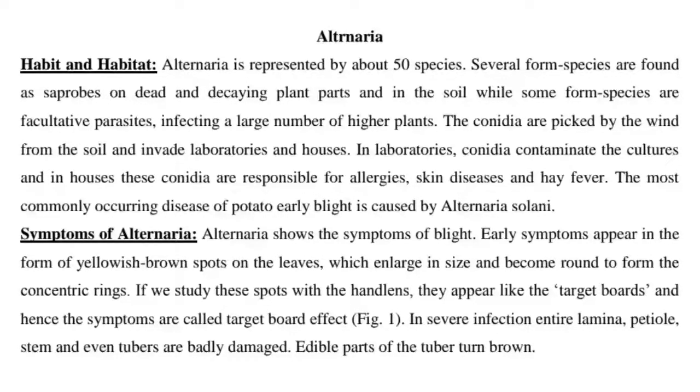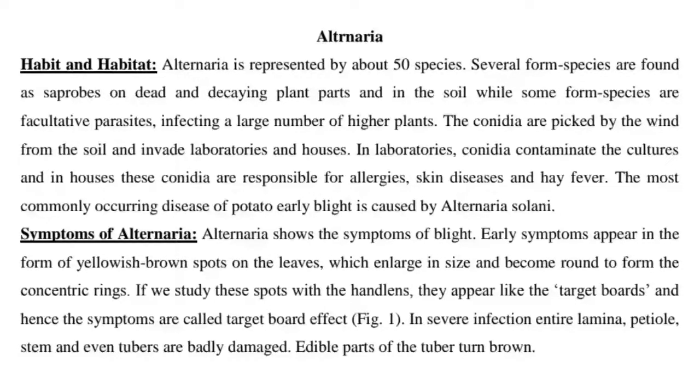The most commonly occurring disease of potato, early blight, is caused by Alternaria solani. Symptoms of Alternaria. Alternaria shows the symptoms of blight. Early symptoms appear in the form of yellowish-brown spots on the leaves, which enlarge in size and become round to form concentric rings. If we study these spots with a hand lens, they appear like target boards, and hence the symptoms are called the target board effect.